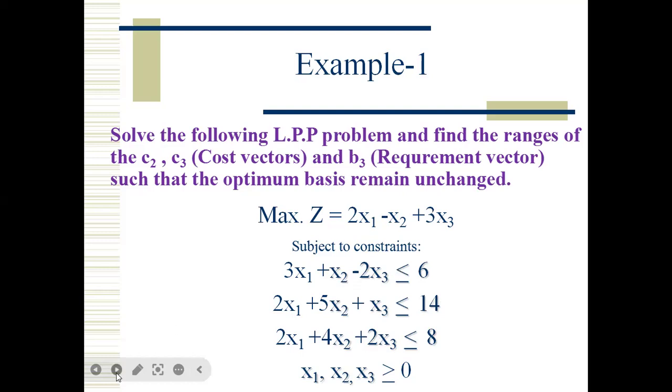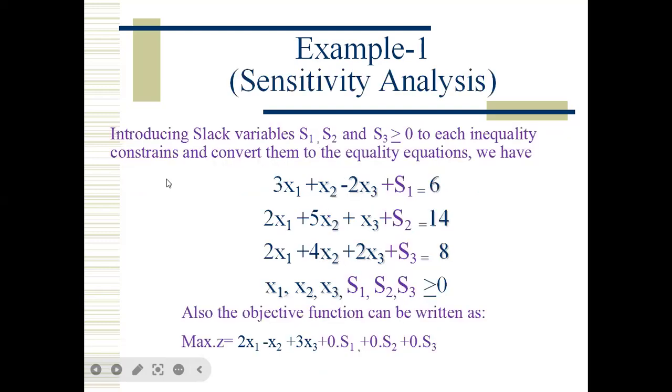Using a tabular form for this given problem, we introduce 3 slack variables S1, S2, S3, which must be non-negative, for each inequality constraint and convert them into equality equations. So we get the changed constraints like this. Also, the objective function can be written as twice x1 minus x2.